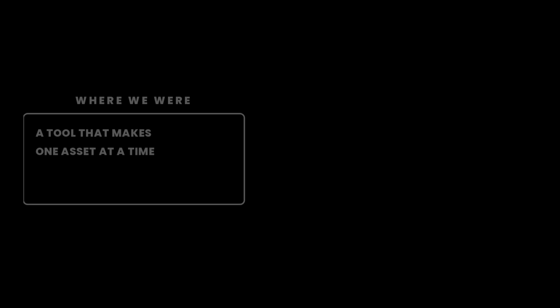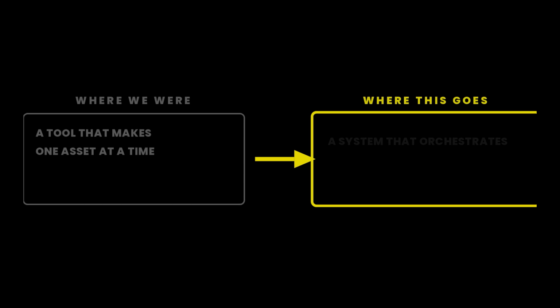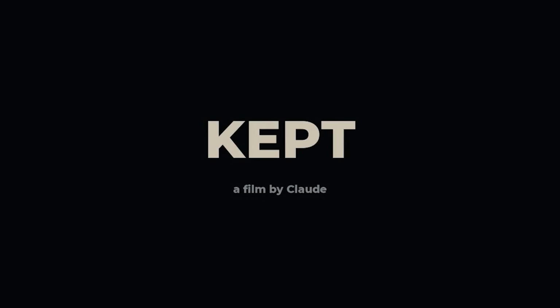We're moving from AI tools that generate individual assets to systems that can actually orchestrate entire creative processes. But there's still one thing we haven't seen. Earlier, I gave Claude complete creative control to make whatever film it wanted. It's finished. So let's see what an AI actually chose to tell us.